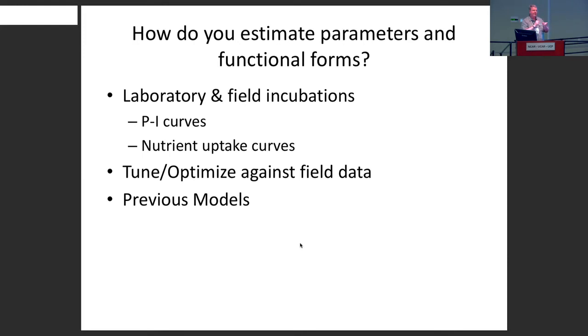Some of these are parameters that are hard to constrain with observations. And so what you do is you try different things in your model until your model reproduces observations of the observed phytoplankton or nutrient distributions. And sometimes we just use what previous models used instead of reinventing it and retuning things from scratch.